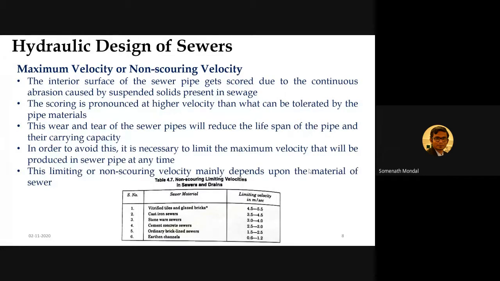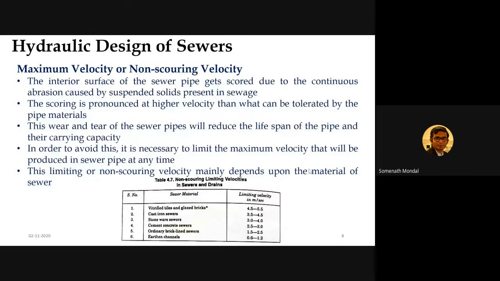If you see an enlarged photo, you will be able to understand that you have particles continuously rubbing the surface, and thereby creating an abrasion effect. That actually creates some changes or alteration in the quality of the interior surface, or the smoothness. This scouring and wear and tear of the pipe interior is much more pronounced at higher velocities.